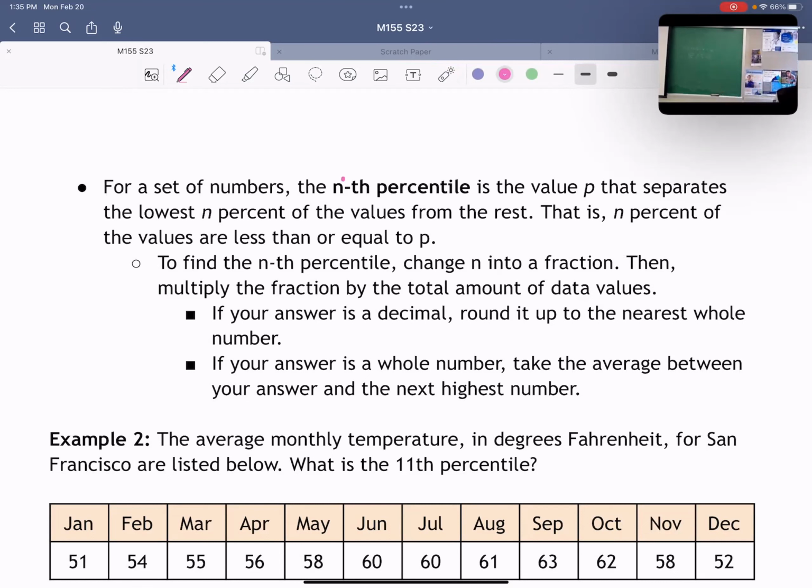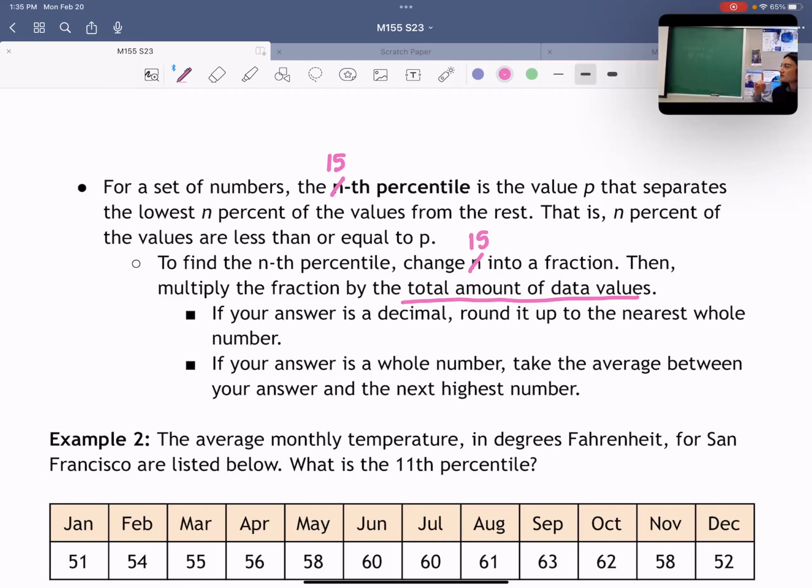So let's say I wanted to find, I don't know, the 15th percentile, okay? So that means I want to figure out what number separates the lower 15% of scores and the higher 85% of scores, okay? So I want to find that score that 15% did less than they did, okay? Here's what I would do. First, I would change 15% into a fraction, okay? So I get that fraction, and I would multiply that fraction by the total amount of data values, okay? Now, there's two options.